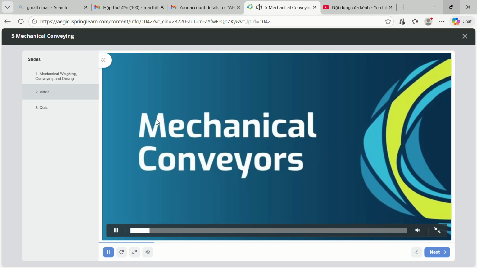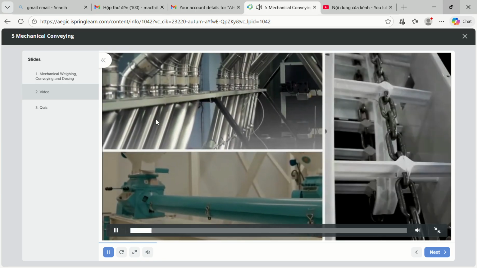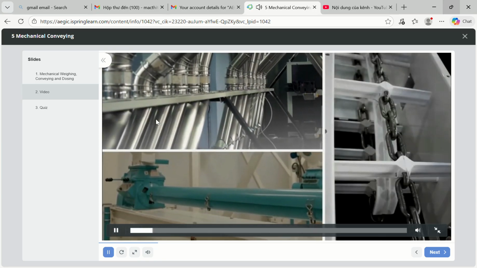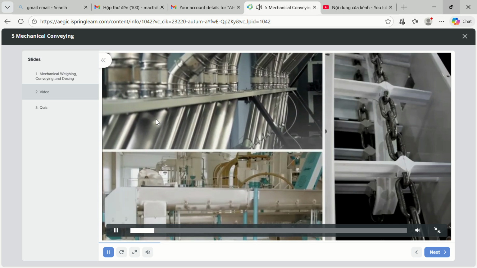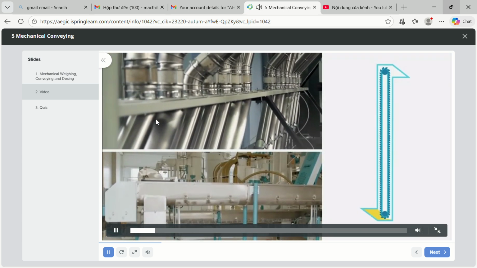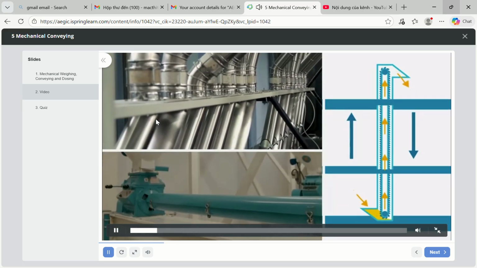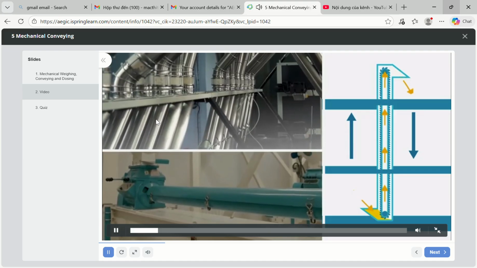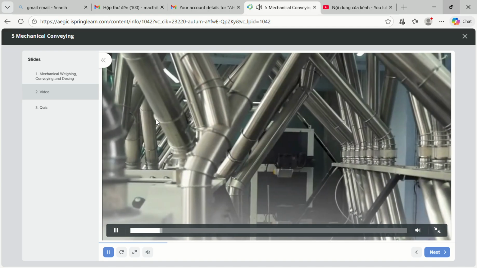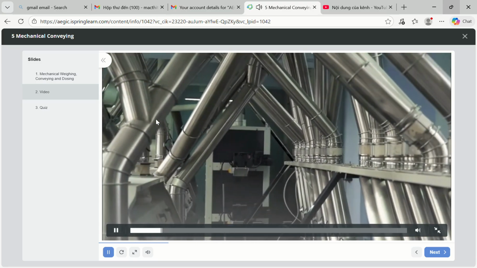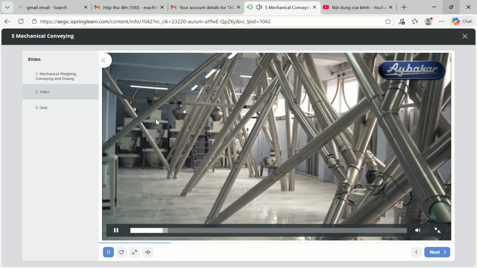Mechanical conveyors. There are several types of conveyors found in a mill. Each conveyor type is suited to different applications depending on the material conveyed, capacity, energy requirements, and accuracy. Spouts are the simplest form of conveying. Spouts convey grain or flour downwards using gravity.